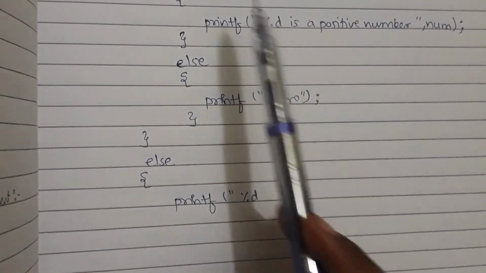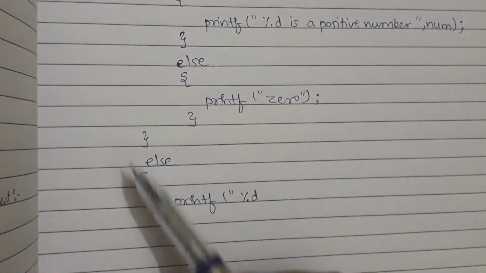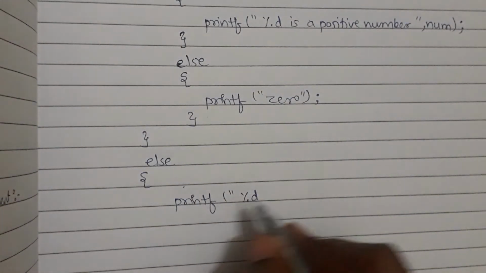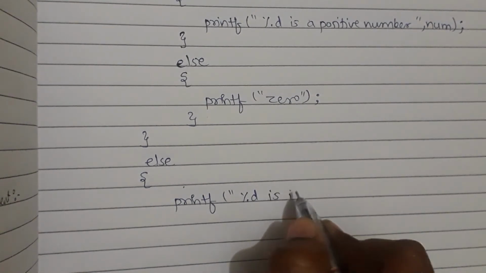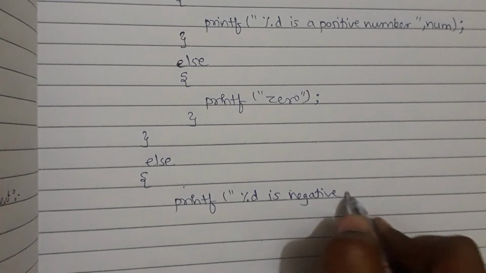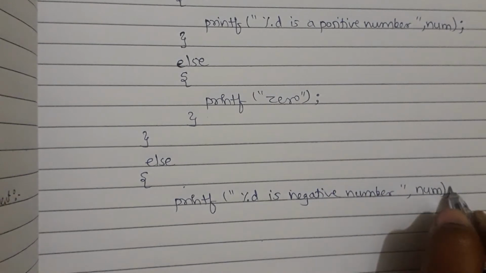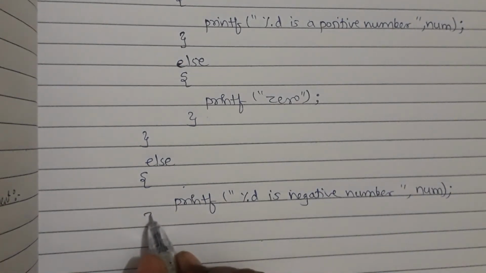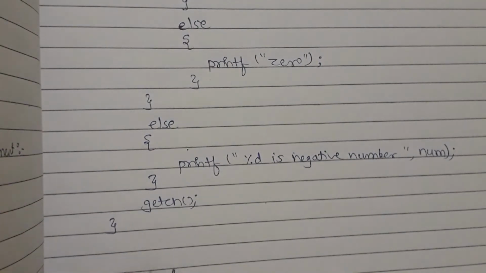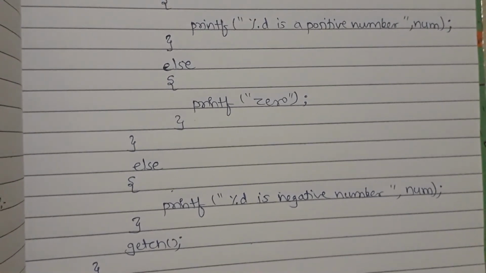Condition 1 will be false, and it will come to this else part. So therefore we write printf %d is negative number. Now %d means it will print the value of num. So num is negative number. Here we will close this else part, and at the last we will write the getch function and this bracket will be closed. In this way we can write a program to check whether the entered number is positive, negative or 0.